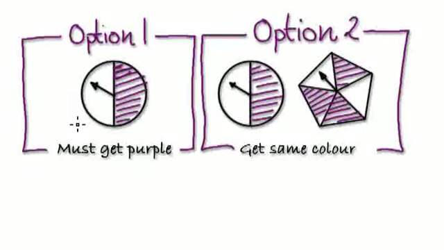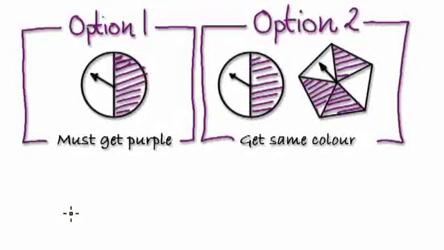Okay, option one. The probability of getting a purple with option one is 0.5. Probability of purple equals 0.5. The hard part is option two. So draw the tree diagram.